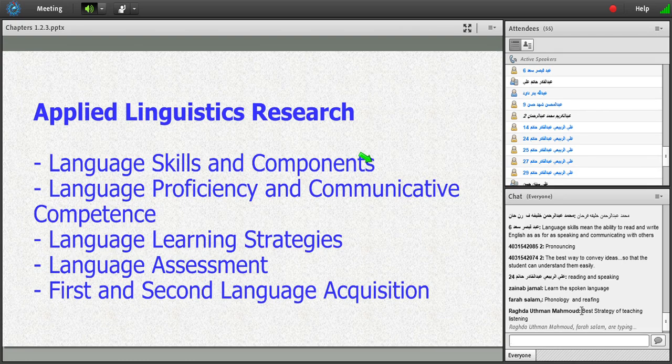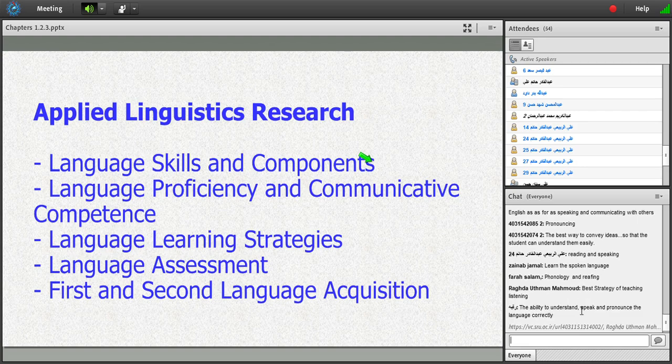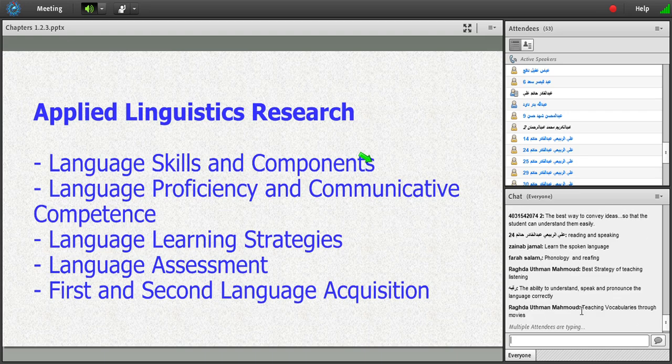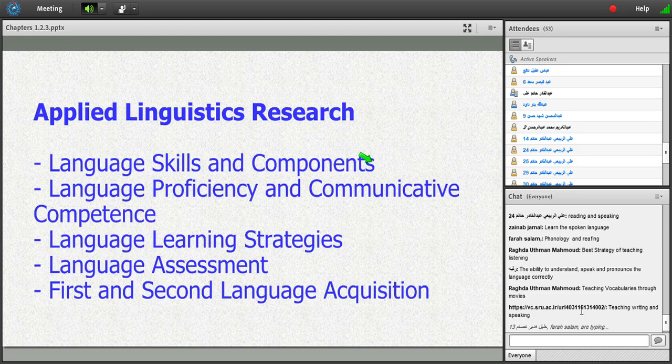So whenever we talk about teaching techniques that we can use in order to teach or enhance the quality of learning when it comes to different skills and components, it can be the topic for study. The ability to understand, speak, and pronounce the language correctly. For example, you can say what factors can influence a language learner's ability to understand, speak, and pronounce the words correctly. Teaching vocabulary through movies, yes, it can be a topic. Teaching writing and speaking through a particular strategy. Good.